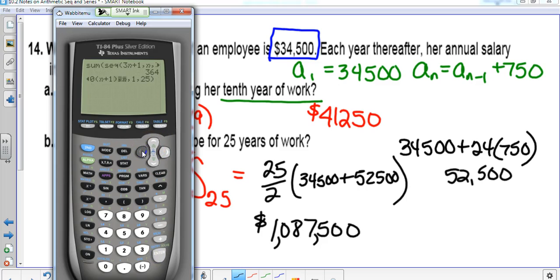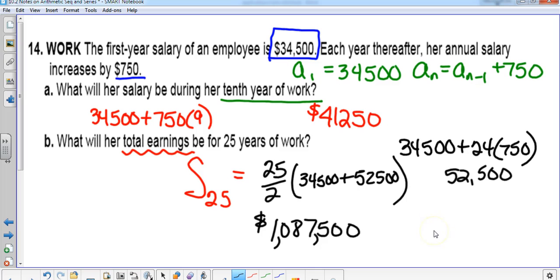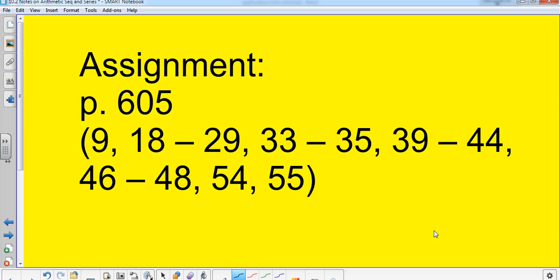Yeah, it'll show up on this next screen, I think. If I scroll over here, I have 34,500 plus 750 times n minus 1. Thank you. Got you. I'm like, what did I do? Yep, very good. Thanks, Tyler, for catching that. Comma 1, comma 25. Now, if I did it right, it should be this number. Good catch. All right. So just showing you again, reminding you of those features on the calculator.